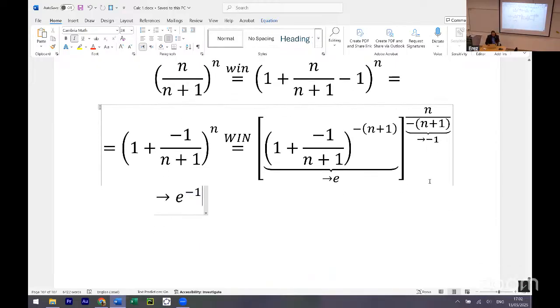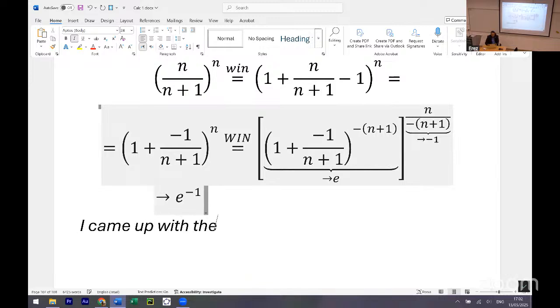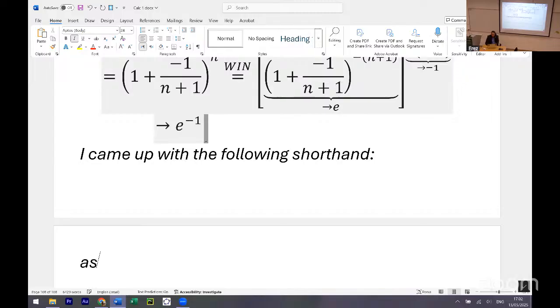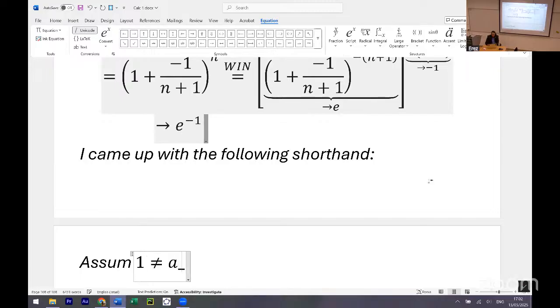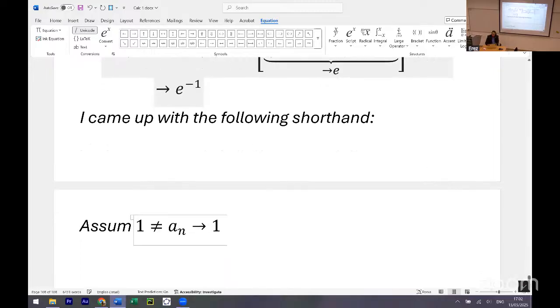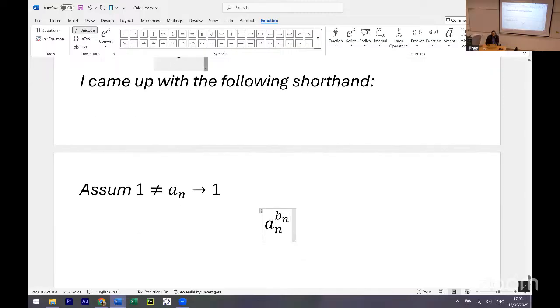And then I came up with the following shorthand. Look, assume a_n is different than 1, but tends to 1, and you have a_n to the power of b_n. Is that the rule you were speaking about or not? Yeah. Okay. So we're rewriting it again.